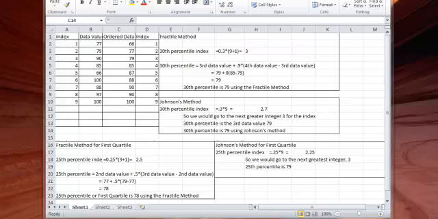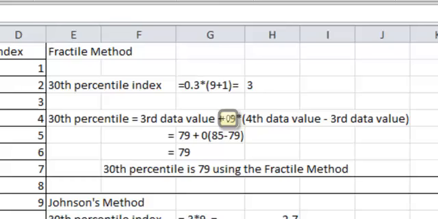So let's look at the fractile method for the 30th percentile. When we multiplied 0.3 times 1 greater than the data set size, since there were 9, we add 1, that's 10. So our index would be 3.0. So we take our third data value plus 0 times the difference between the next data value up and the third data value, which of course is 0. So our 30th percentile is 79.